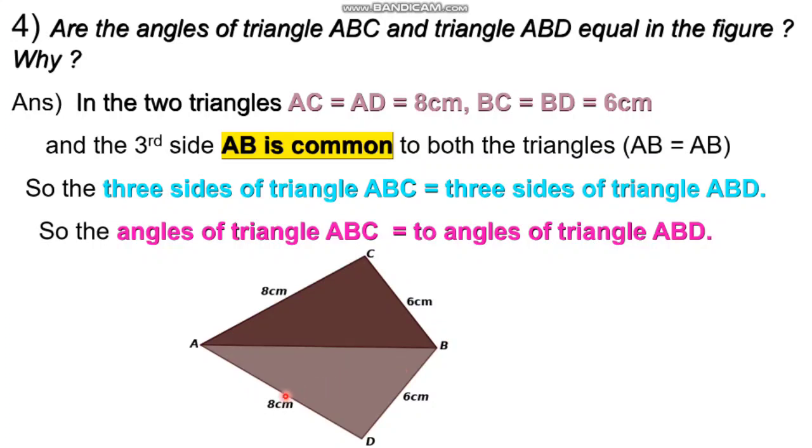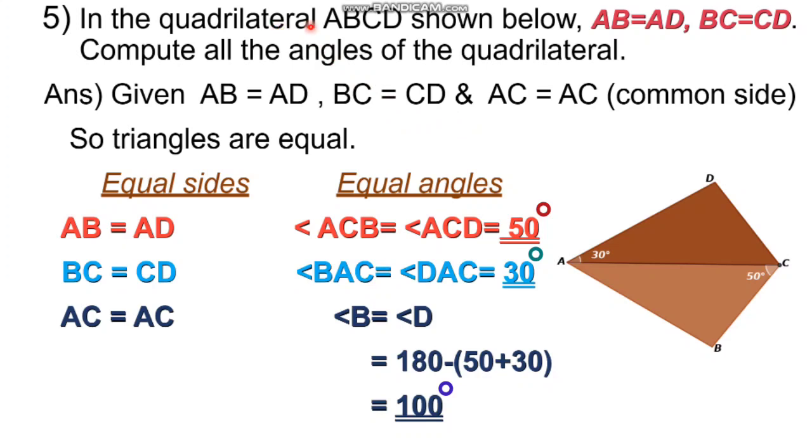Okay. Now the next question. In the quadrilateral ABCD shown below, AB is equal to AD, BC is equal to CD. Compute all the angles of the quadrilateral. Look at the figure. ABCD is a quadrilateral that is given. Okay, but when we look at it, we can see two triangles here. Triangle ACD and triangle ACB. From the above question, we understand that AC is a common side of triangle ACD and triangle ACB.